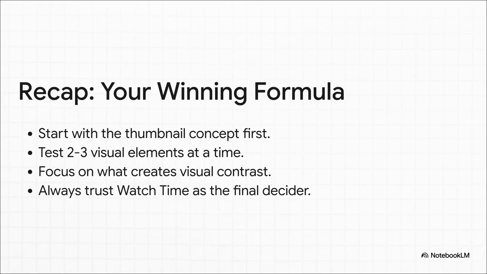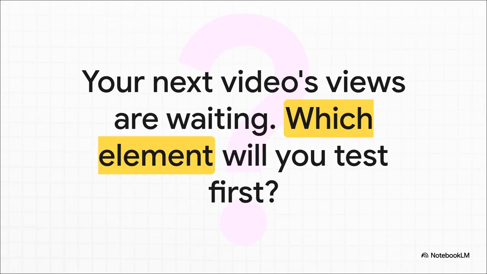So let's tie this all up in a neat little bow. This is your winning formula. First, always start with your thumbnail and title concept before you make the video. Second, test just a couple of distinct visual elements against each other. Third, focus on creating strong visual contrast to stop that scroll. And finally, when the results are in, always trust watch time as your true north. It never lies. The potential for your next video to absolutely pop off is sitting right there in your YouTube studio.